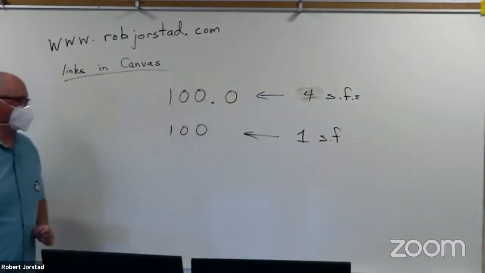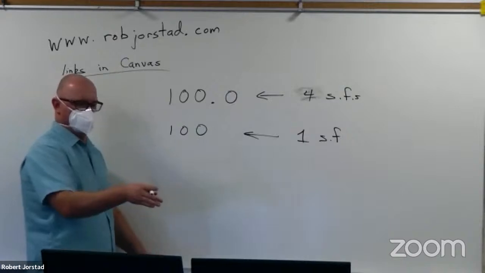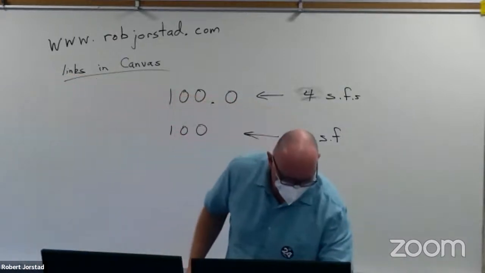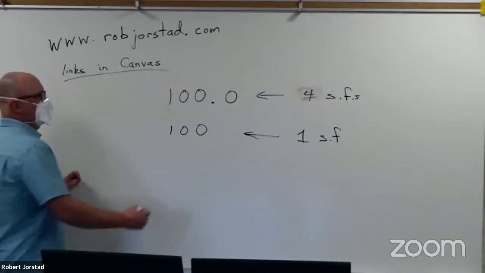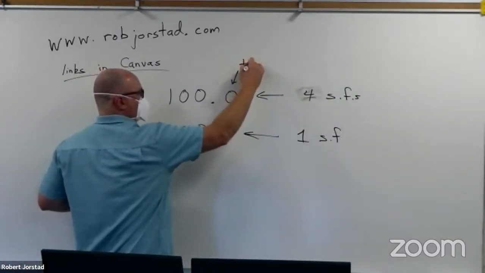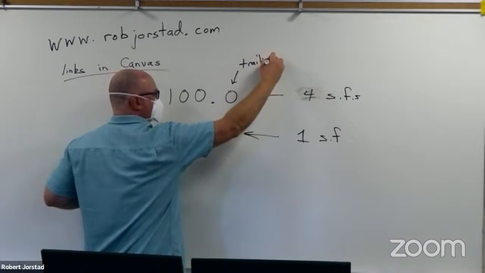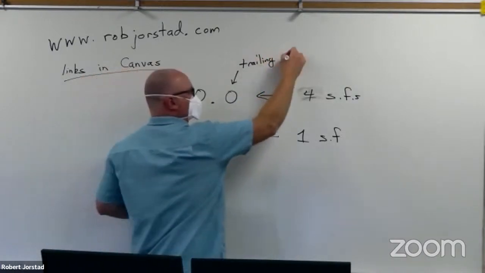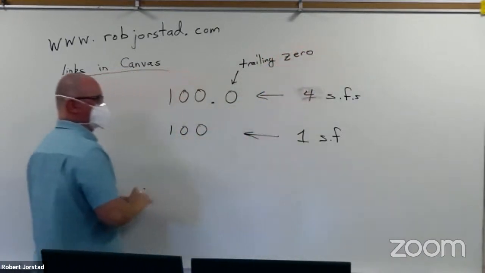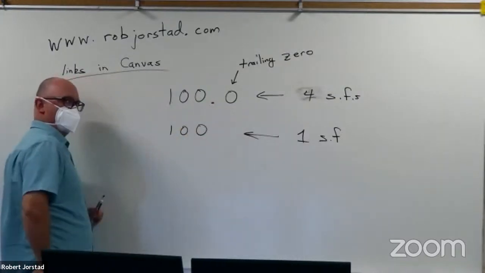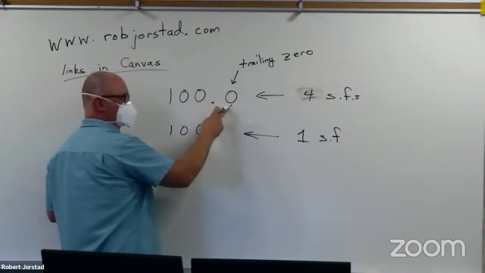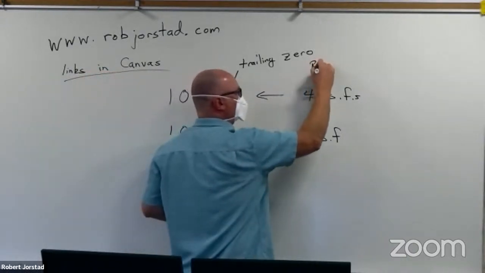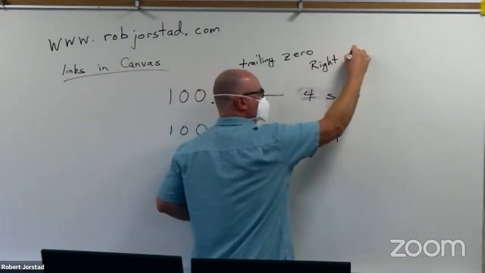The idea here is one of these rules, it might be rule 3 or rule 4. Rule 4 is the tricky one. This is called a trailing 0. It's trailing because it's to the right of all the other numbers. Now, in this case, this is a trailing 0 right of the decimal point.